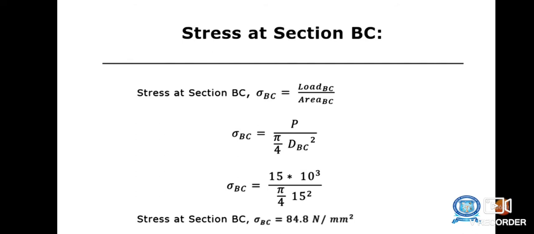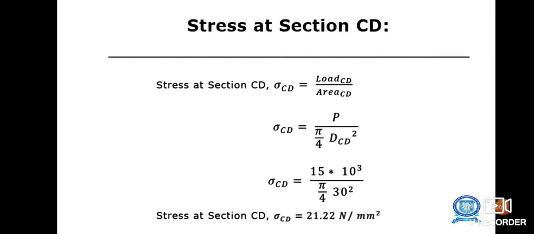So we found the second portion stress. Next we find the third portion, CD. The formula: stress on section CD is equal to load on CD divided by area on CD. So we apply the formula P by pi by 4 d CD square, with the diameter of section CD. Sigma CD is equal to 15 into 10 power 3 divided by pi by 4 30 square. So stress on CD is equal to 21.22 Newton per millimeter square.